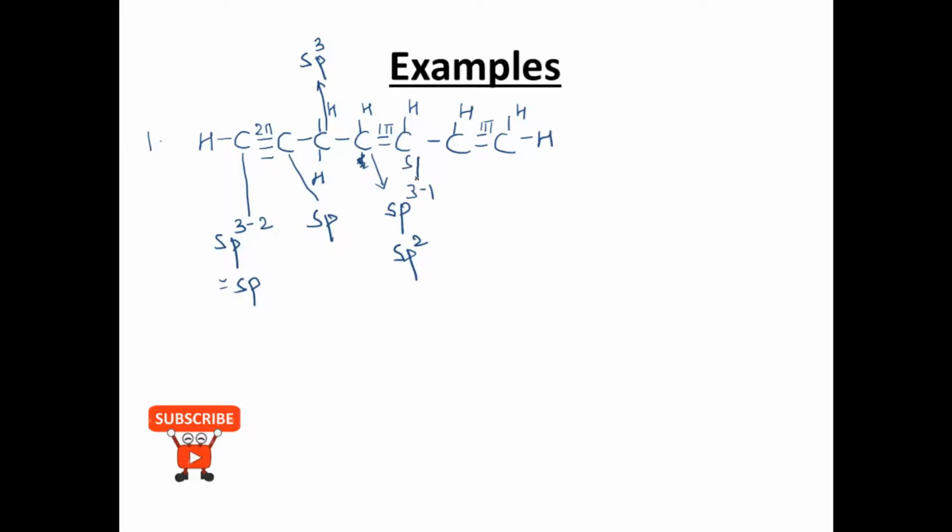Similarly, this carbon will also be sp2 hybridized. This carbon will also be sp2 hybridized. And this carbon will also be sp2 hybridized. So you only have to remember the trick, sp3 minus number of pi bonds.